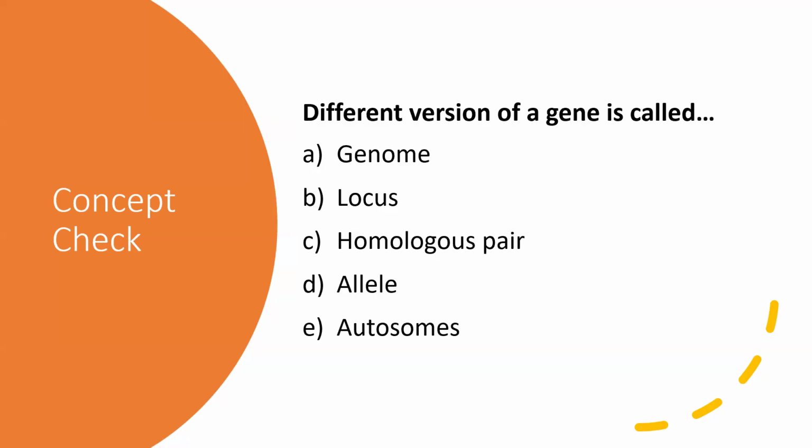Different version of a gene is called, huh? Good. Anyone else? C. But for this one, what is this? That's right. Try again. That's good. Anyone else? No, you were great the first time. Different version of a gene is called allele. Okay. Allele. Allele.